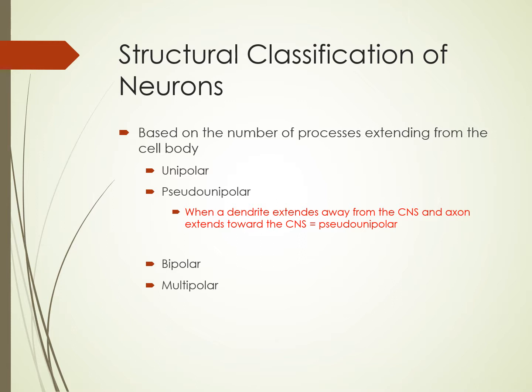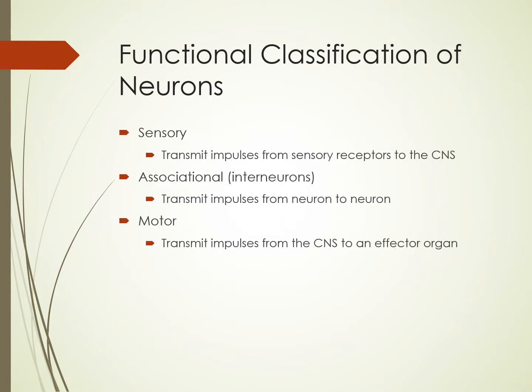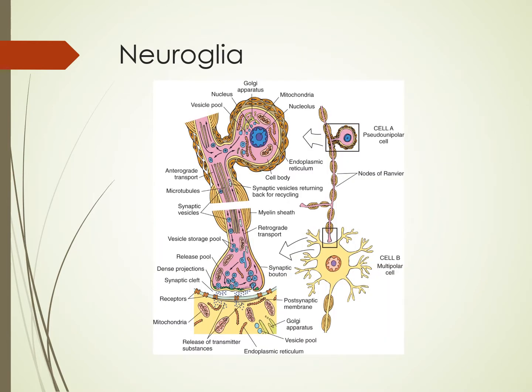So structural classifications are based on the number of processes extending from the cell body. And they're unipolar, pseudo-unipolar, bipolar, and multipolar. Different functional classifications are sensory, associational, motor. And here's a good diagram of the different components of the neuron.